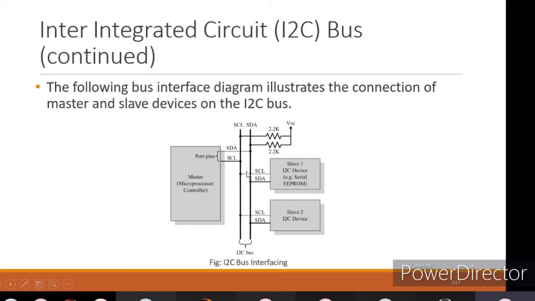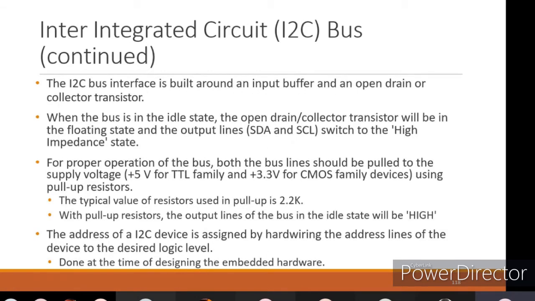The I2C bus interface is built around an input buffer and an open drain or open collector transistor. When the bus is in the idle state, the open drain transistor will be in the floating state, and the output lines, SDA and SCL, switch to the high impedance state.